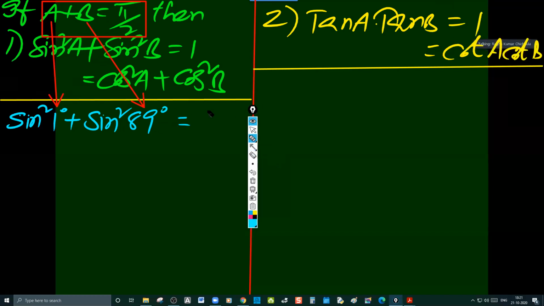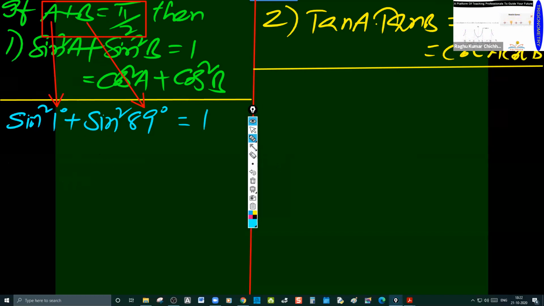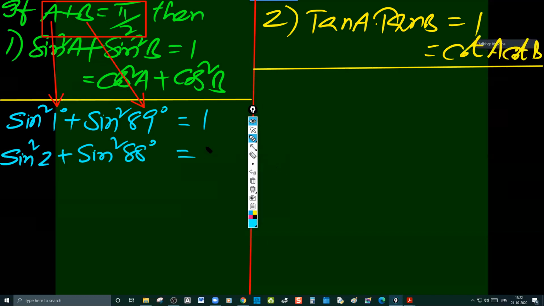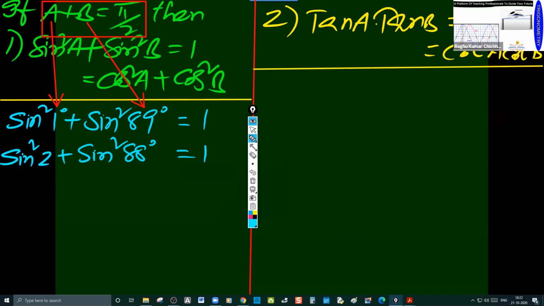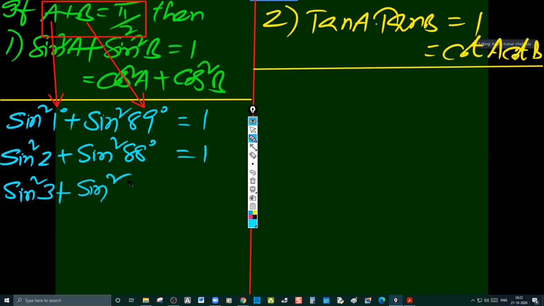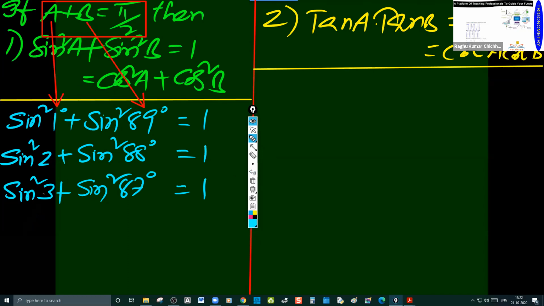Okay. Let us now move on to Bhavi. Now, sine square 2 plus sine square 88, Bhavi. 1, sir. Good. Next, Maurya, sine square 3 plus sine square 87. Still 1, sir. Good. That's good. Up to this, you said right.